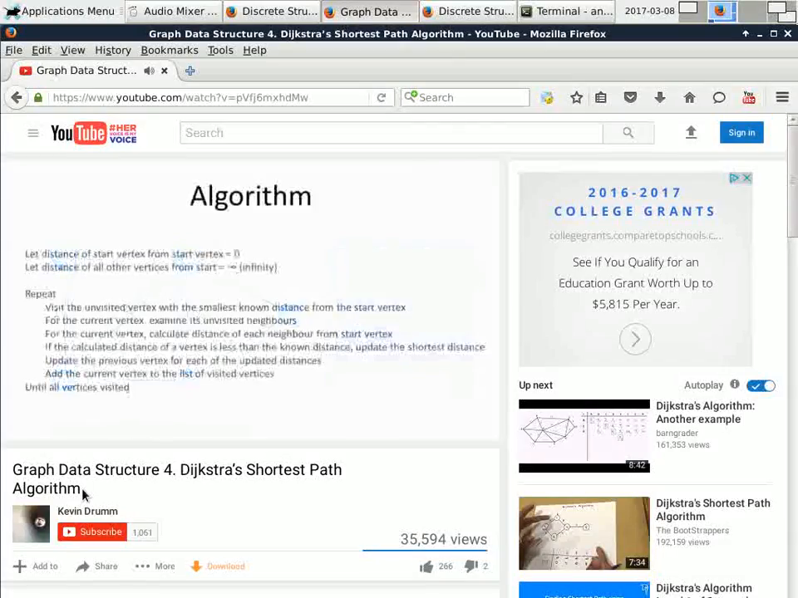Let's just put those steps together into an algorithm. You can see all I've done is rewrite those steps inside a repeat until loop. It's worth pointing out that Dijkstra's shortest path algorithm is an example of a greedy algorithm. And that's because of this step in which we're selecting the next vertex to visit. The algorithm chooses the unvisited vertex with the smallest known distance from the start vertex.